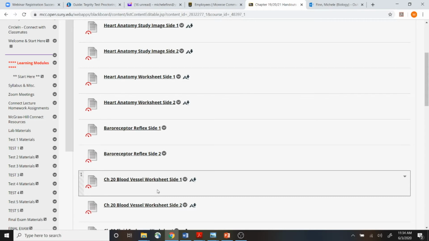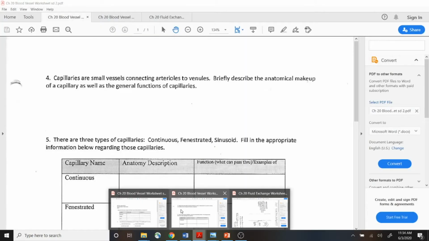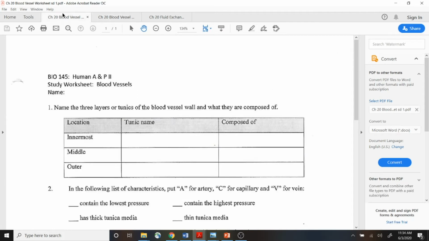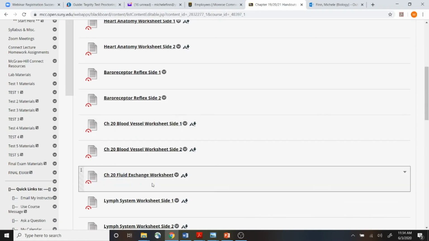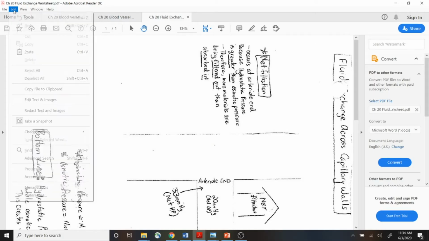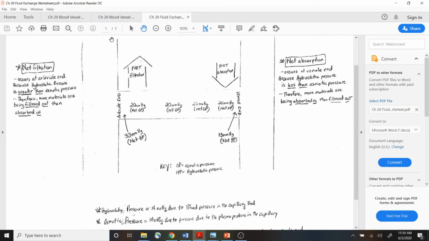more for me to show you the worksheet, more for you to study from. Blood vessel worksheet side 1 and side 2, which look like this. Side 1. Oops, that's side 2. This is side 1. And then finally, I also will be looking at, during this video, the chapter 20 fluid exchange worksheet, which looks like this. And let me rotate the view here. Okay.